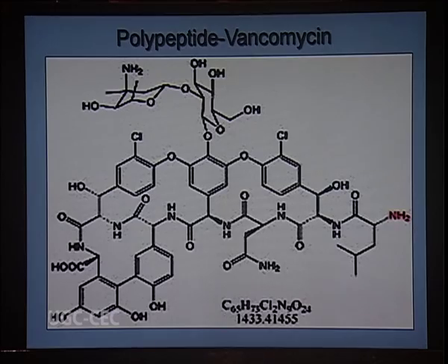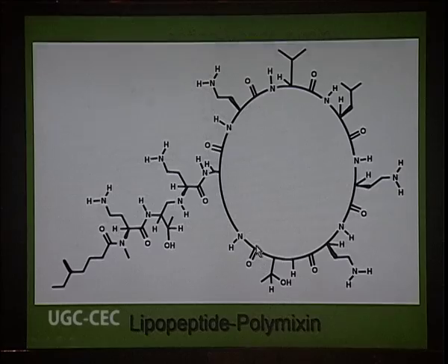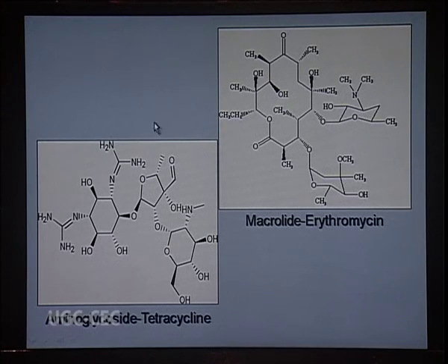polypeptide type of antibiotic like vancomycin, a glycopeptide with a large ring. Next one, lipopolypeptide or lipopeptide. It is polymyxin, a cell membrane inhibitor synthesized by Bacillus polymyxa. Apart from which, macrolide, where a large lactone ring is present like erythromycin, as well as aminoglycosides and tetracycline. So that is the aspect based on differential chemical structure.